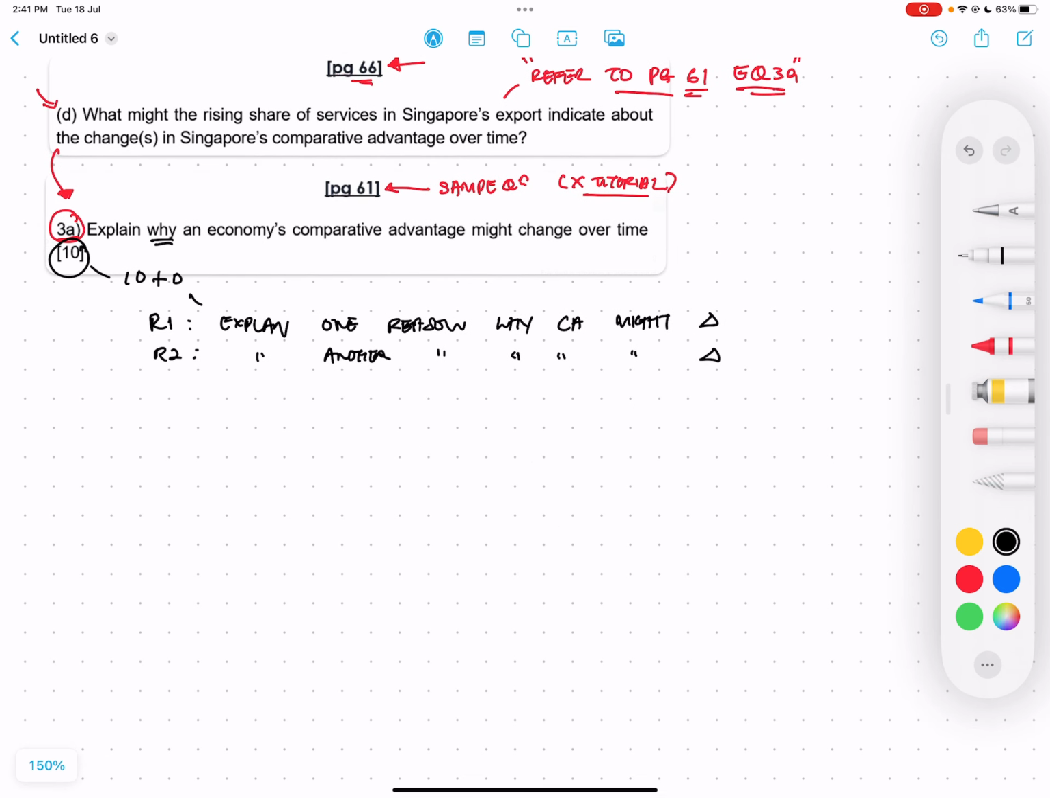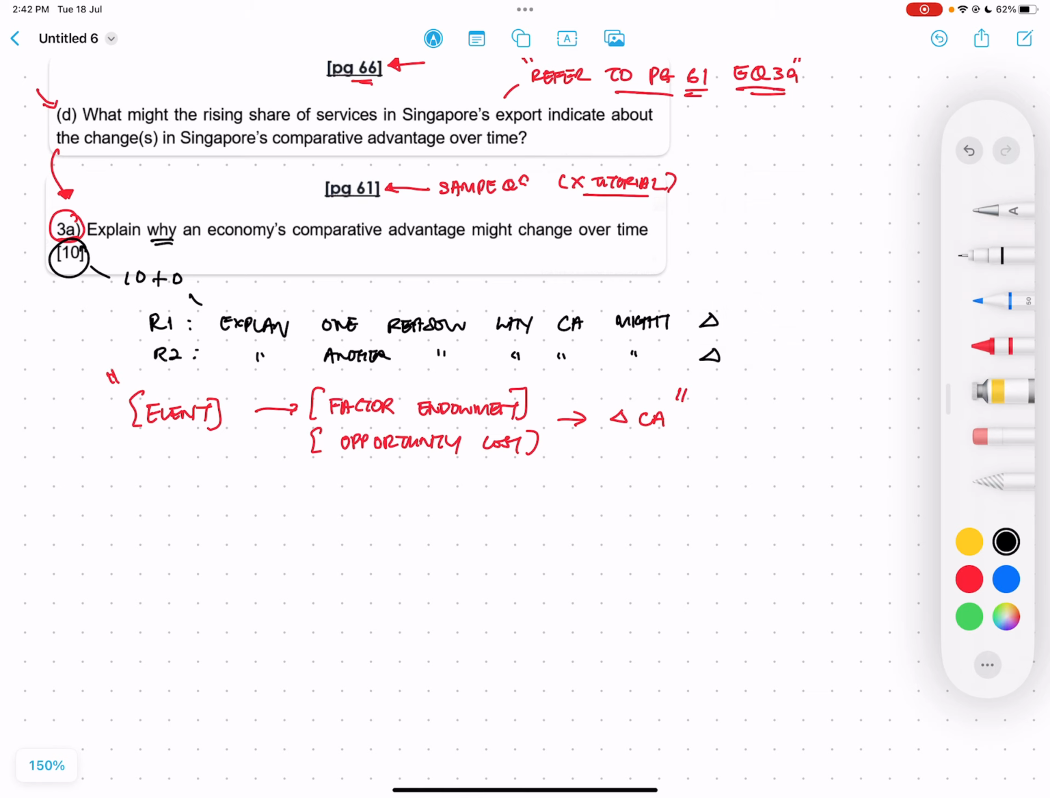Okay, so when we want to answer this question, actually we're going to begin with an event. Okay, and the event that changes the comparative advantage must touch base with either factor endowment, either the and or, yeah, and or. If you can link to both, link to both. If you cannot, then it's okay, just link to one. So you make sure you link to factor endowment and opportunity cost, because these two things are what changes the country's comparative advantage. Okay, so we're going to follow this red color structure over here.